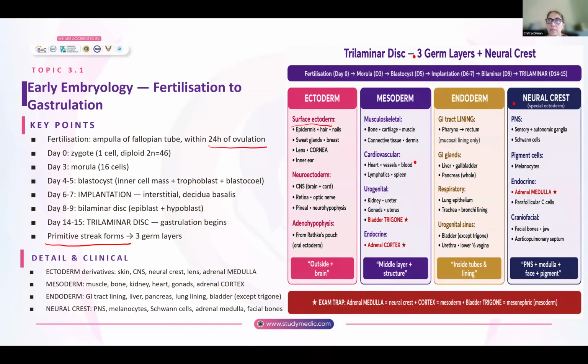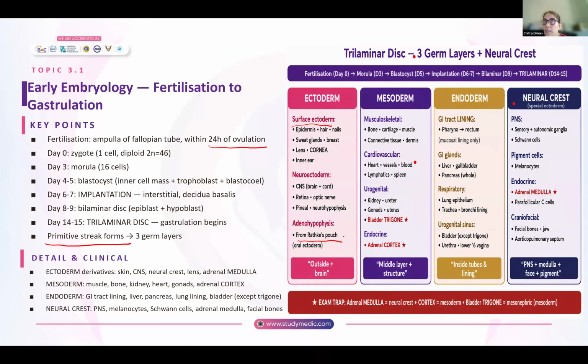So adenohypophysis, which is not exposed externally, that is formed from the ectoderm, specifically a layer called Rathke's pouch. And this Rathke's pouch, it develops from the oral ectoderm.